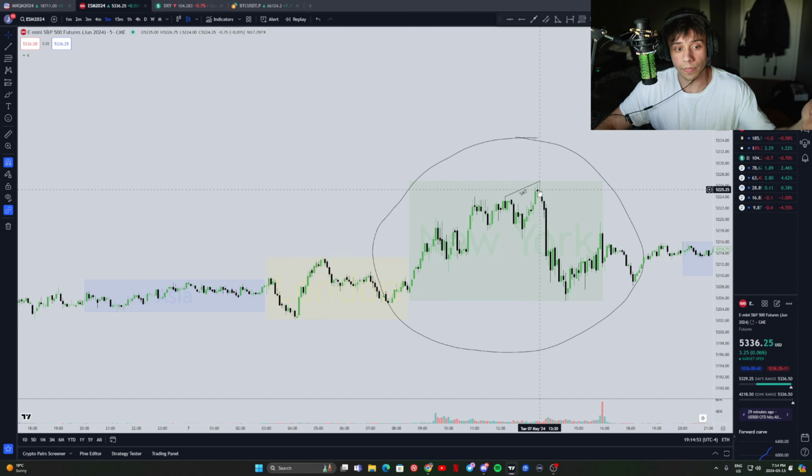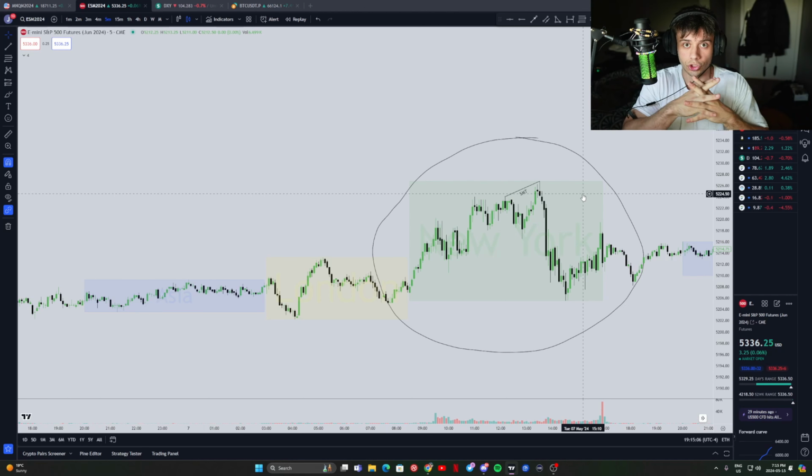So whether it be an order block somewhere within here, a fair value gap, inverse fair value gap, as well as having your premium discount array set up, right? All these things play a crucial role and they all come in conjunction with one another.